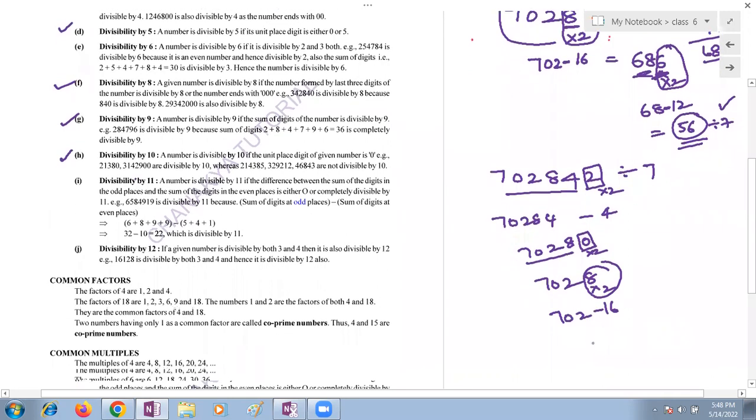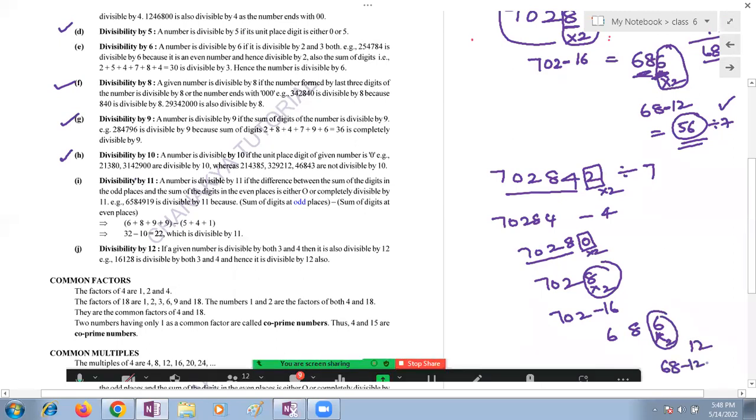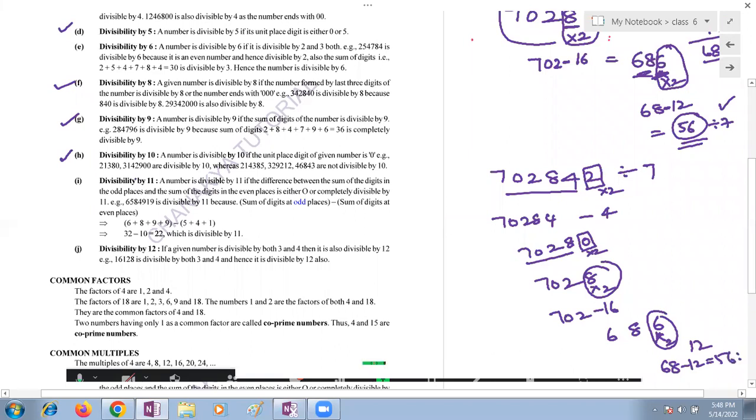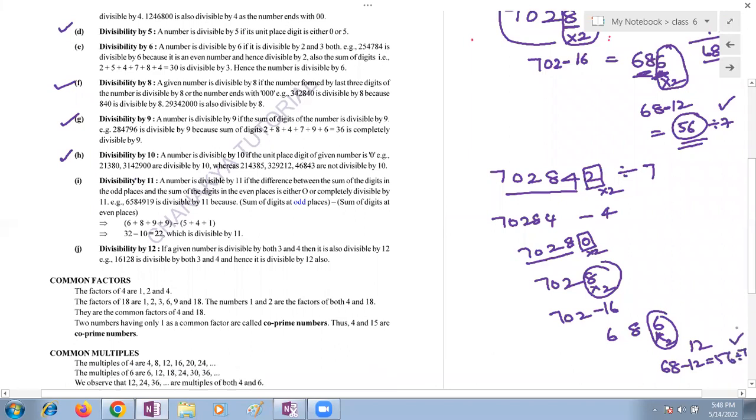686. Now, once again, make it twice the last digit. Ma'am, 12. 68 minus 12. Ma'am, 56. 56 will come in 7 table. Yes, ma'am. 8, 7, 8. Can you hear me? Yes, yes, I can hear you.